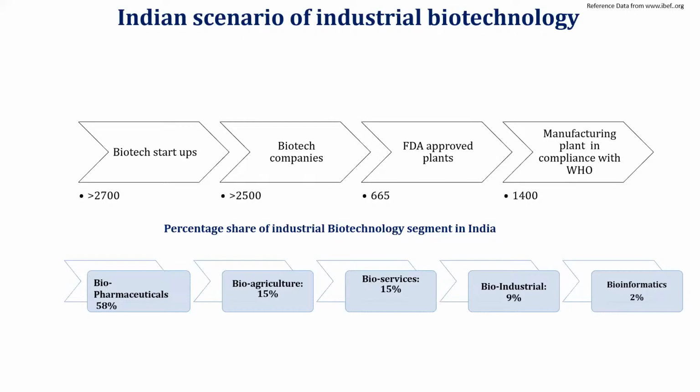Next is bioindustrial, which contributes 9% of the total industrial biotechnology segment. This mainly comprises enzymes that have multiple industrial uses and the generation of bioenergy. It also includes our food and nutrition sector, leather, and green chemicals. Bioinformatics is the smallest contributor in the Indian biotechnology industry. Recently, it has shown great potential to grow, but it currently has only a 2% role in the biotechnology segments in India.